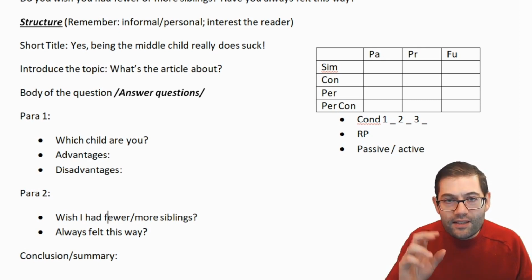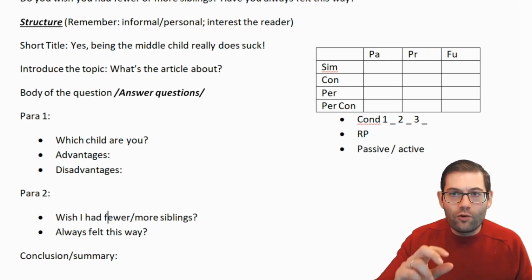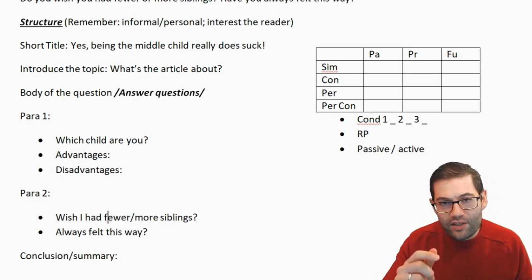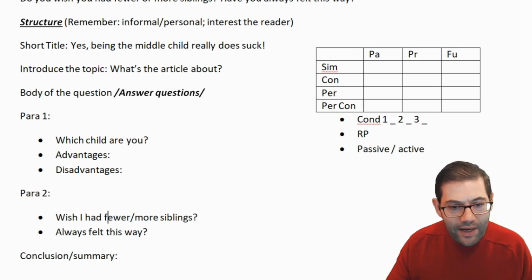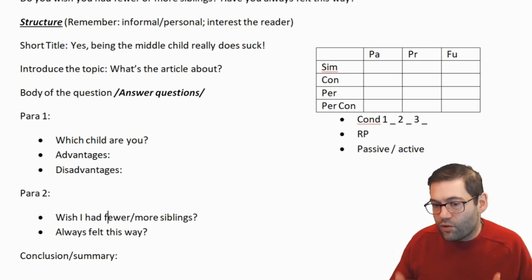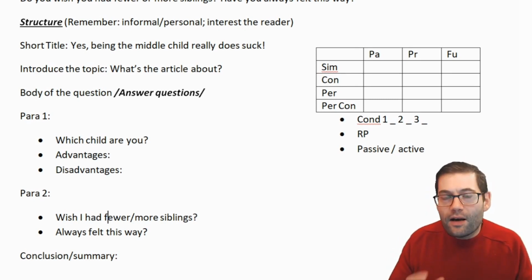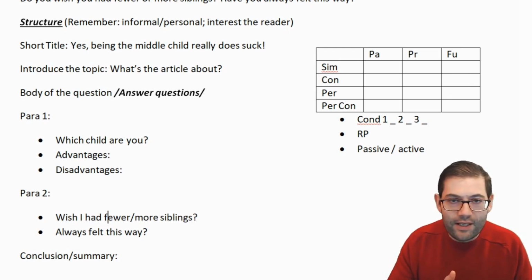Now, in the teacher's guide, it says you get a little bit extra credit for rephrasing or paraphrasing the question text. So there I've copied the question text directly. So, do I wish I had fewer or more siblings? But there are other ways to say that where you paraphrase this.